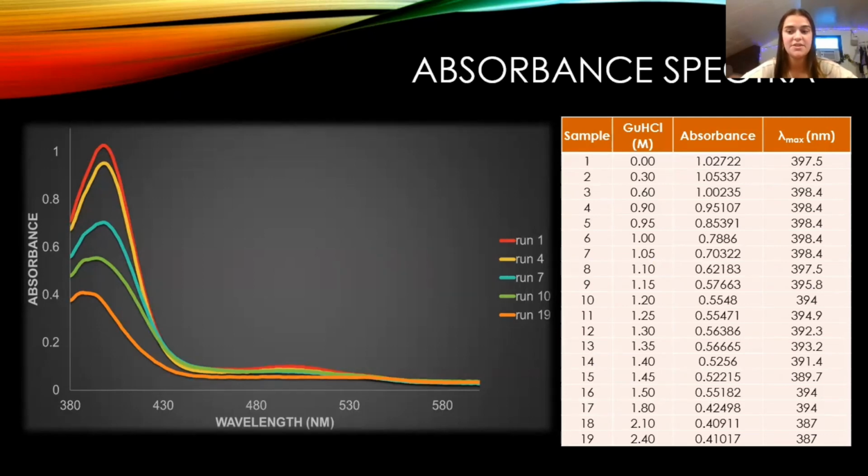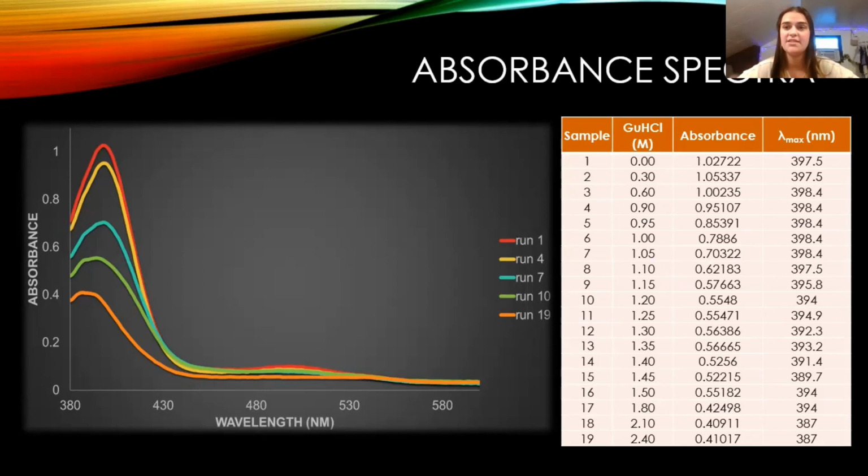Both the spectra and the table show the decreasing absorbance as the concentration of denaturant increased. The likelihood of myoglobin denaturing without the presence of a denaturant is low, and it can be concluded that the more denatured the myoglobin is, the less light it will absorb. These results agree with the first hypothesis.